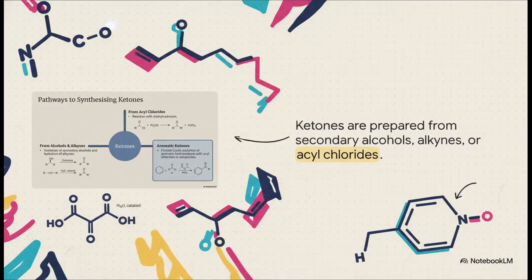Making ketones follows a really similar logic. But instead of an alcohol at the end of a chain, you oxidize a secondary alcohol, which has its OH group stuck somewhere in the middle of the chain. You can also make them from molecules with carbon-carbon triple bonds. Those are called alkynes. And there's this classic method for aromatic ketones, the Friedel-Crafts acylation, which basically just glues a carbonyl group right onto a benzene ring.